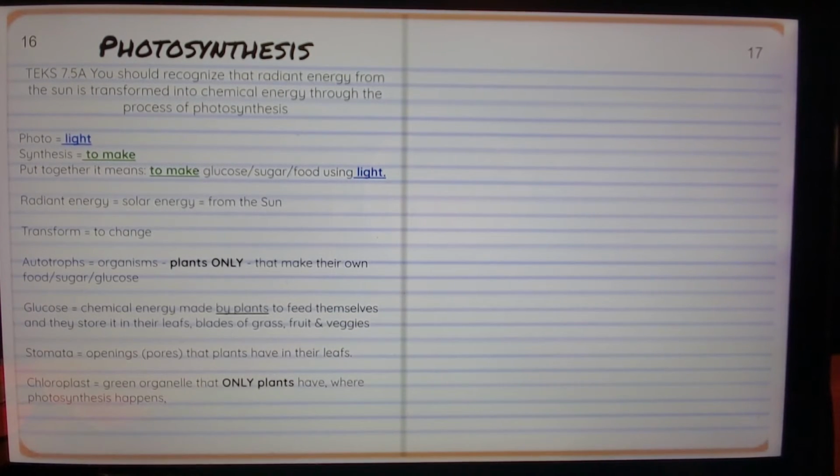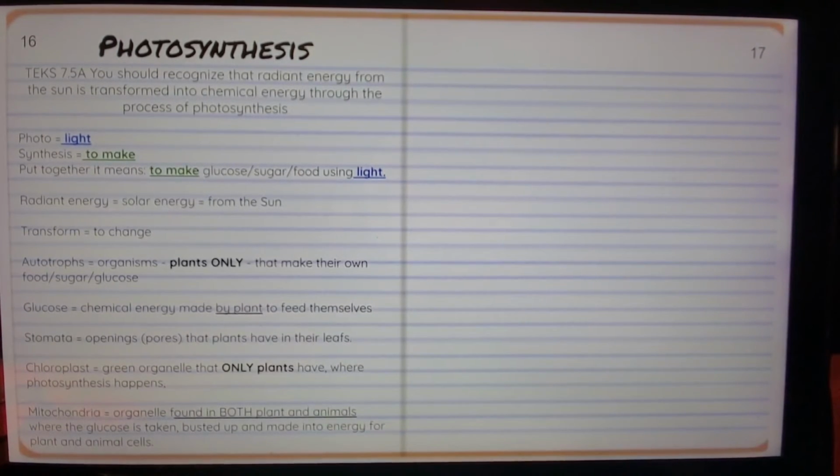Chloroplast. We spoke about chloroplast when we learned about organelles, and we said it's a green colored organelle, and again, only plants have them because this is where photosynthesis happens. If people were able to sit out in the sun and make their own food, no one on our planet would starve. No one would be hungry because they could just go outside and get sunlight and make their food. But we cannot. Plants can.